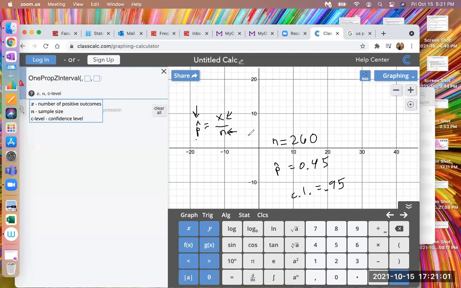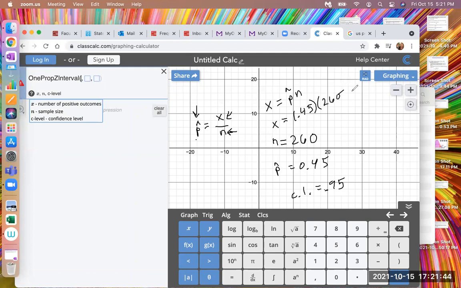They said the sample proportion is 45% of them have our desired trait. Well, what's 45% of the sample? That's going to tell us what the X value is. So our X is equal to the P hat times the N, so it's going to be 0.45 times 260. Sometimes problems are going to give you just the X value and you don't have to do this extra step. And some problems are going to give you the sample proportion, the 0.45, and then you have to do this step. It just depends on every problem.